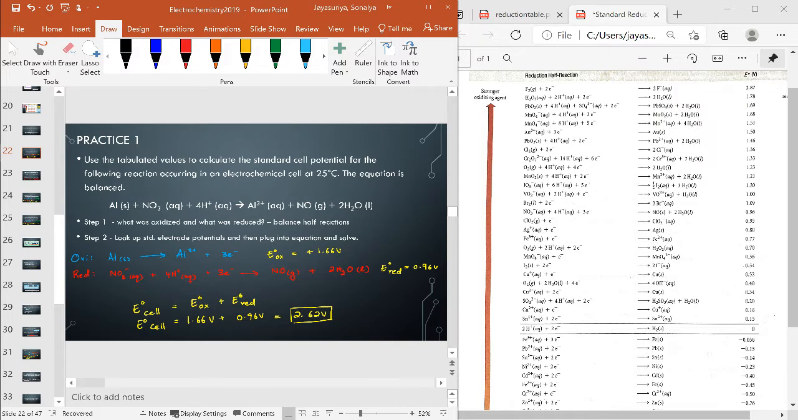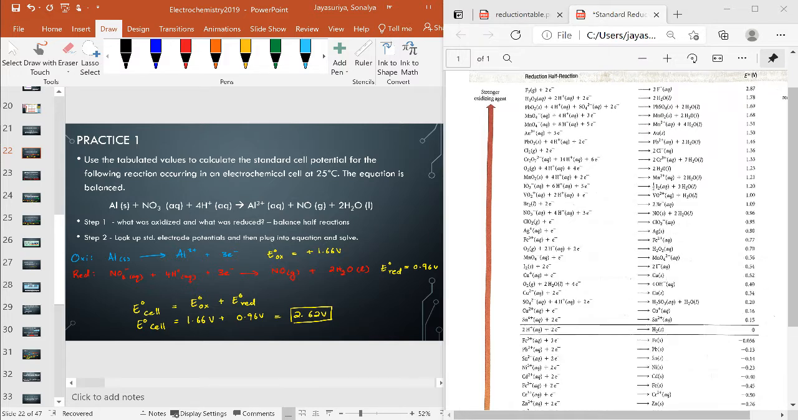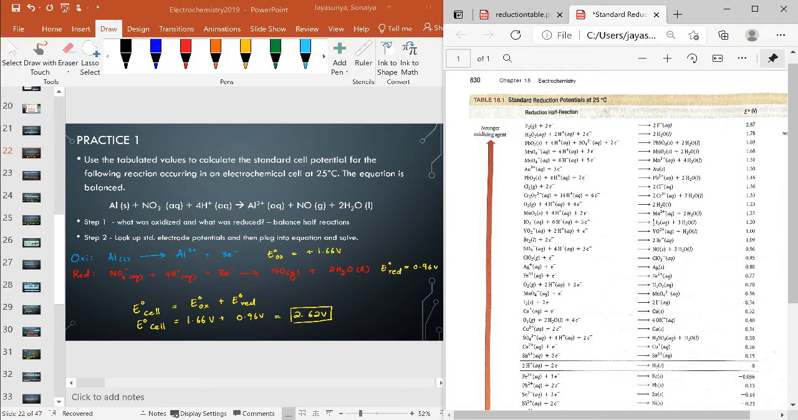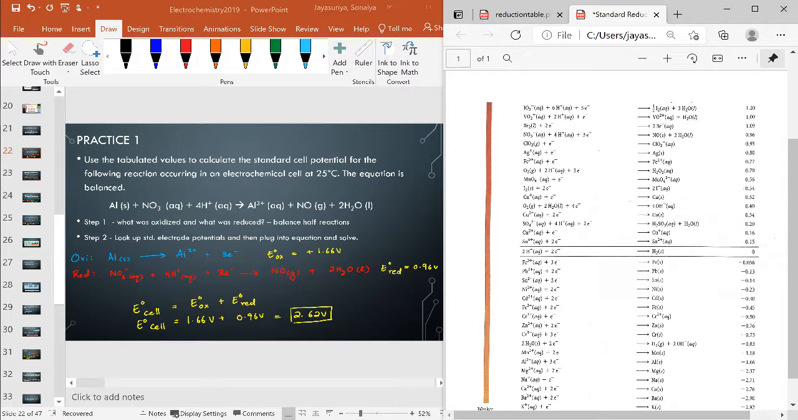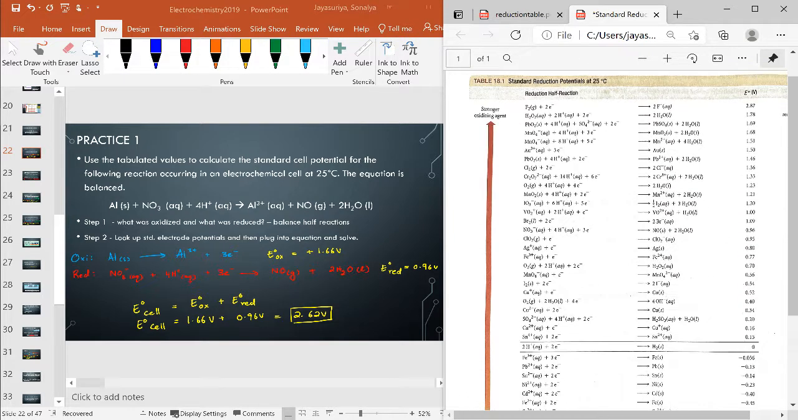On the right side is the table of standard reduction potentials. So I will actually attach this as a PDF into your chapter 20 module on Canvas, because this is probably the most comprehensive standard reduction potentials list that I've found. It's from my textbook. The one in your textbook is much shorter, I believe. Maybe the one in the back is better. But yeah, this is probably the best one.